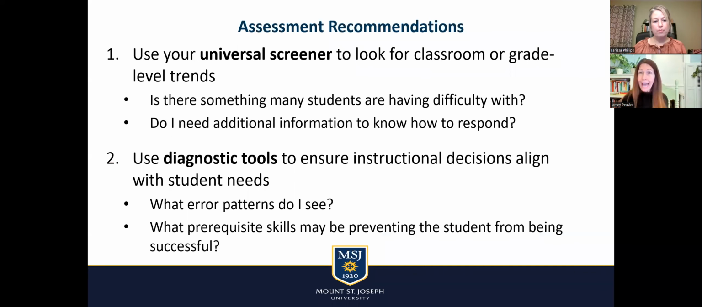So to recap this part of that problem-solving model, we need to make sure that we're using our universal screeners to look for classroom or grade level trends, because we might see that there's something in our core that needs to be supported or enhanced, because remember, we want to reduce the number of students that even need an intervention in the first place. And then we use our diagnostic tools to look for error patterns. And when we're doing that diagnostic, we might get an answer pretty early on. We might just end up with more questions that need to be explored through additional assessments.